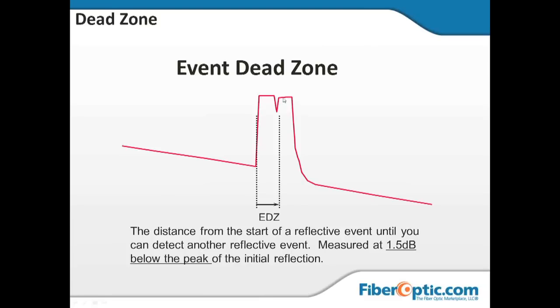So this reflectance may be slightly inaccurate because it's using this backscatter. If there's any loss, the backscatter could actually be here, and this reflectance could be reported as low because it's looking at this as our only backscatter to compare it to. And this is the event dead zone. How far or how close together can two reflective events be and still measure accurately the individual events?